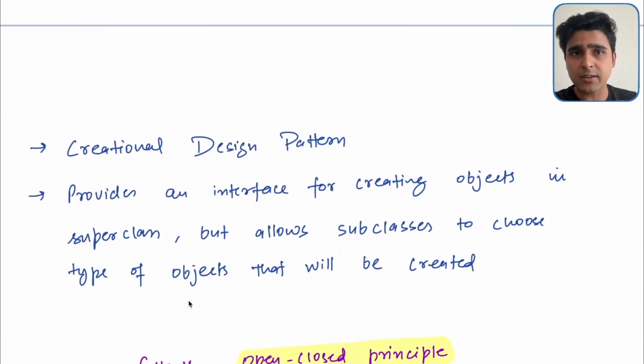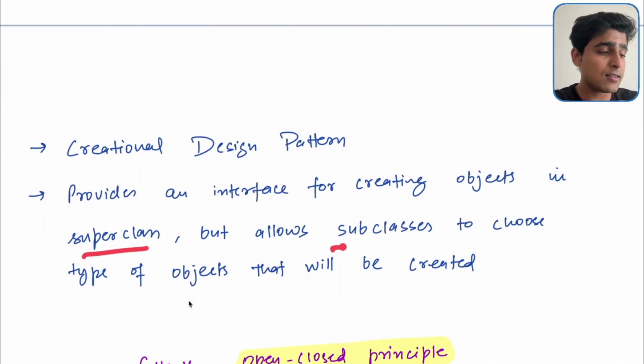So factory method pattern is a creational design pattern. There are three categories of design pattern and it is a creational design pattern. It provides an interface for creating objects in a superclass but allows subclasses to choose the type of objects that will be created. So this is a very abstract definition, and when we go into details we will understand what the superclass and subclass concept means here.